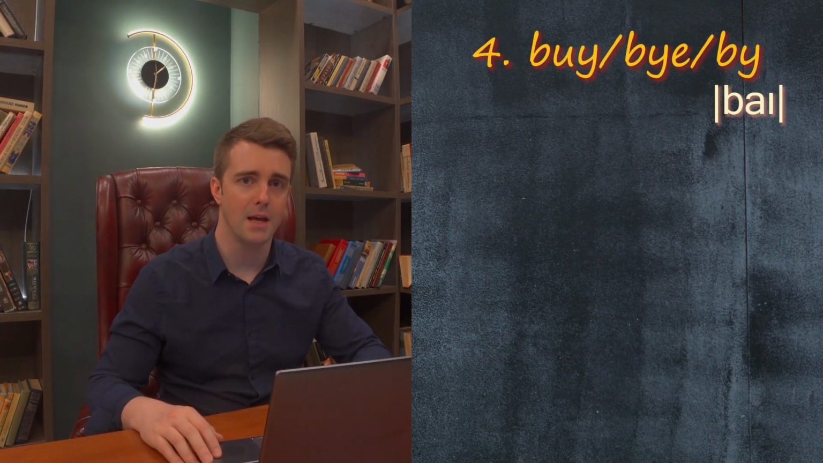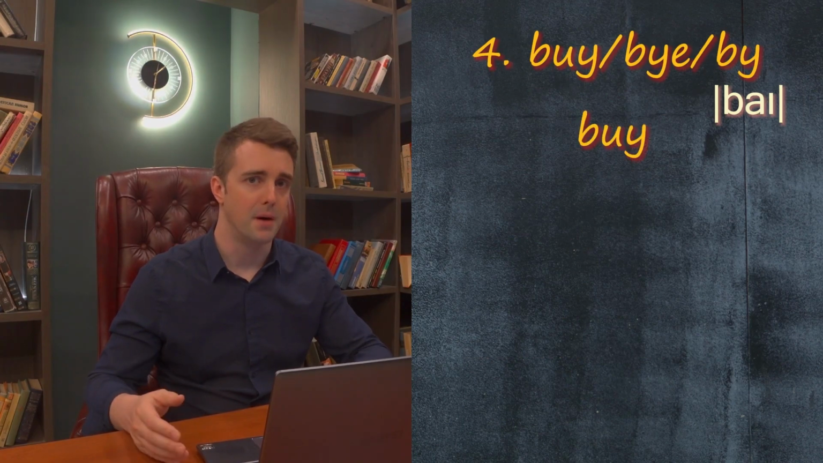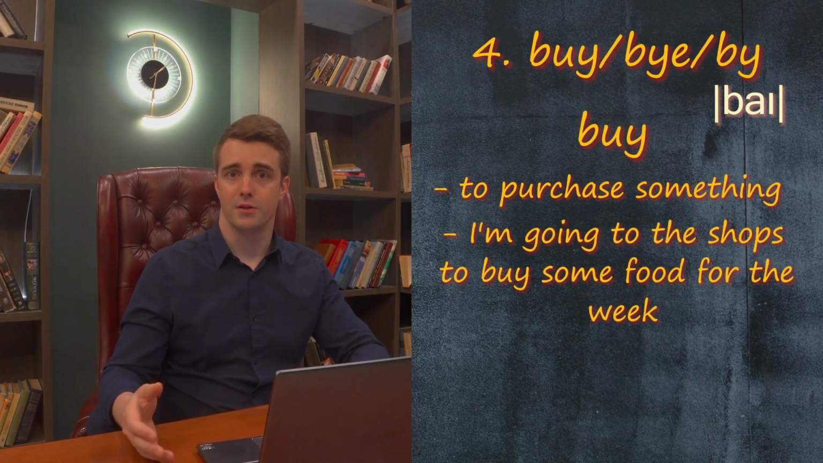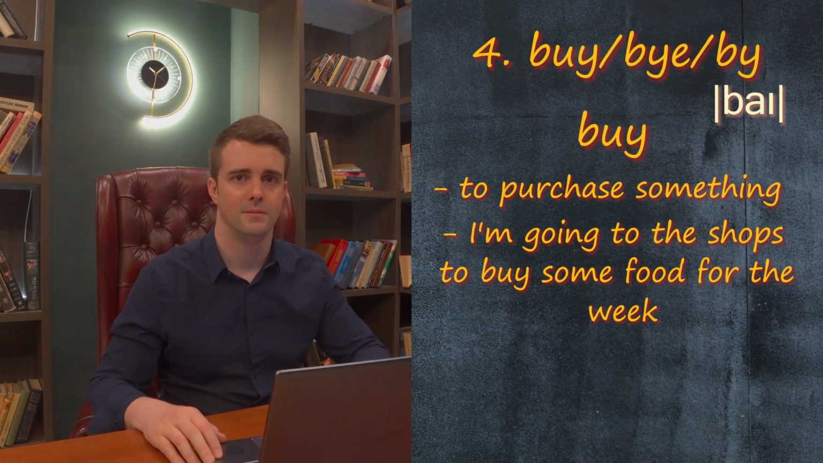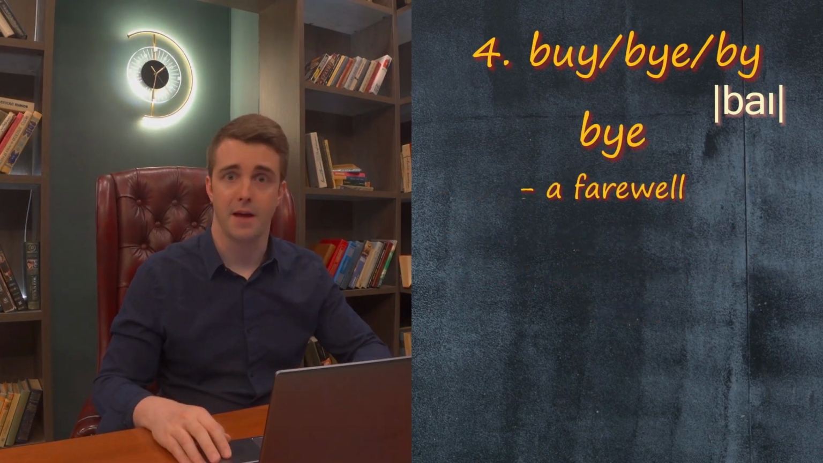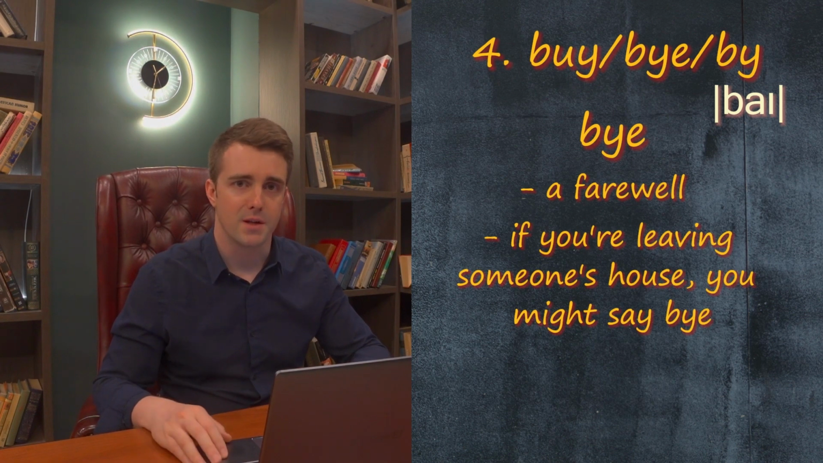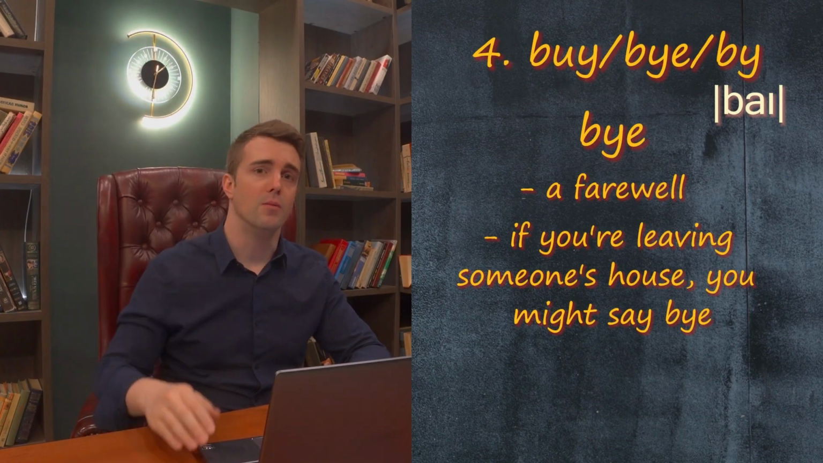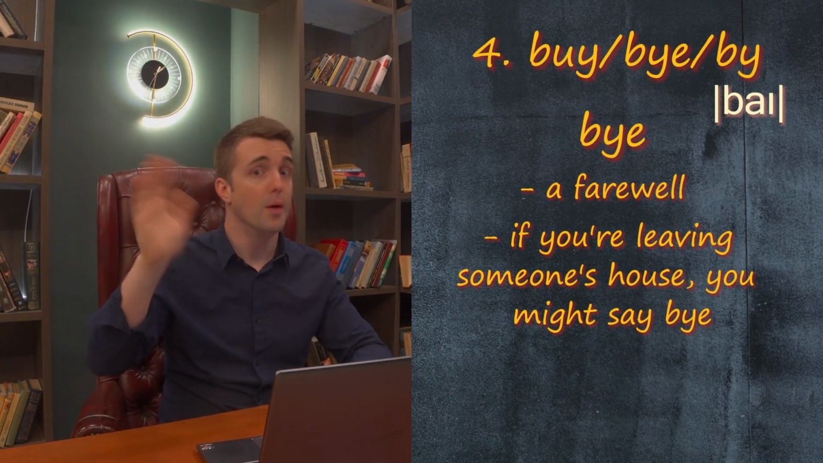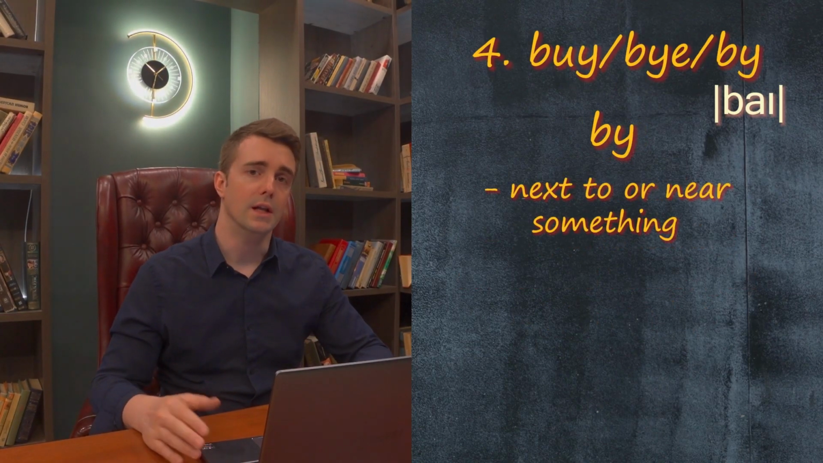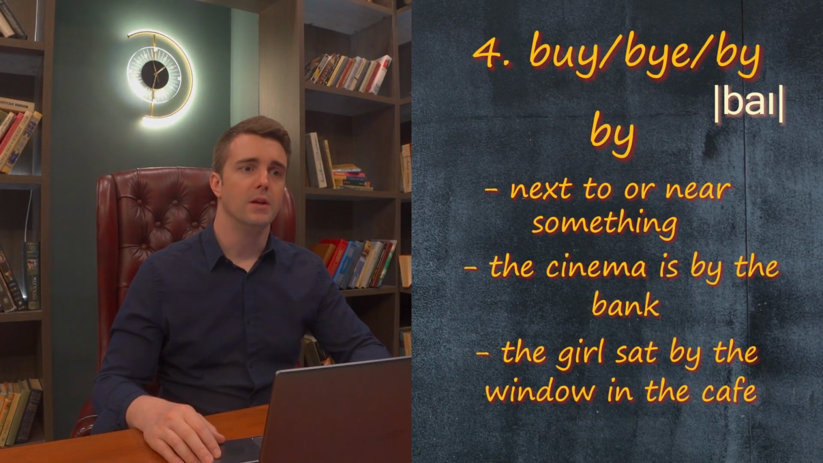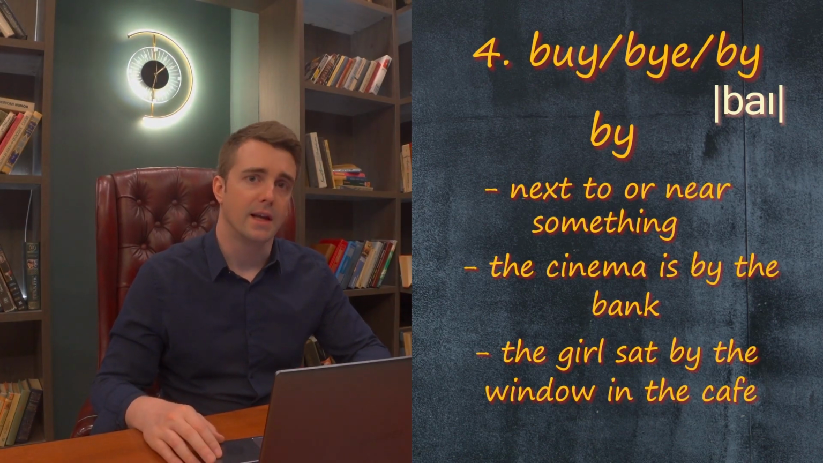And now buy, and bye. So first is buy, and this means to purchase something. So, for example, I'm going to the shops to buy some food for the week. Whereas bye is a farewell. So if you're leaving someone's house, you might say bye, you might wave, you might nod, you might, if you're really polite, say goodbye or bye-bye. And by means next to or near something. So for example, the cinema is by the bank, or the girl sat by the window in the cafe.